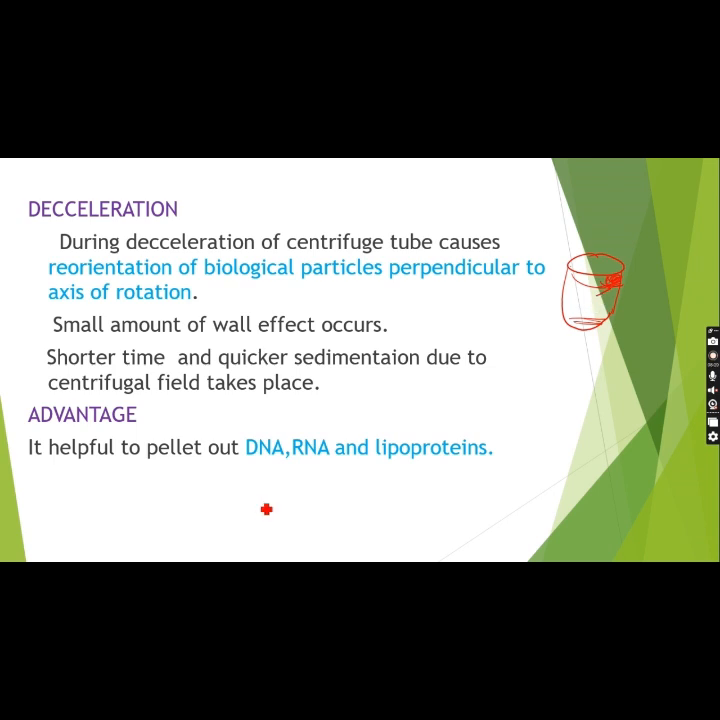So the main advantage of this pelleting out is for DNA, RNA and lipoproteins, which are very fragile. So this centrifugation causes sedimentation without a harsh wall effect occurring.